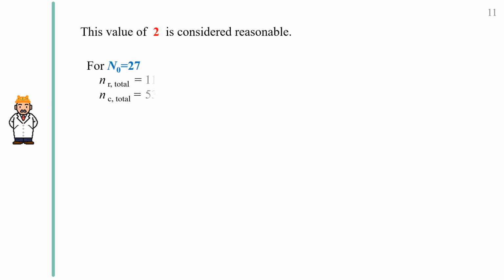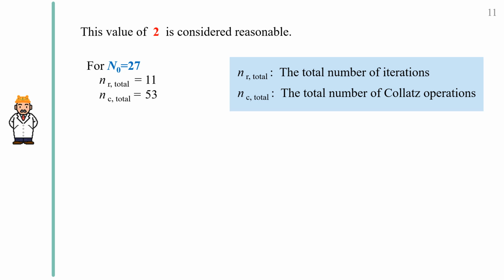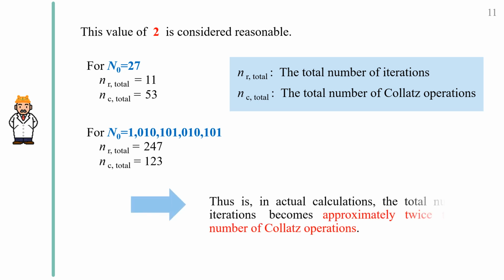For example, when n0 equals 27, the total number of iterations n sub are total until the calculation value becomes 1 is 111, and the total number of Collatz operations n sub c total is 53. When n0 equals 1,010,101,010,101, the total number of iterations is 247, and the number of Collatz operations is 123. Thus, in actual calculations, the total number of iterations is approximately twice the number of Collatz operations.